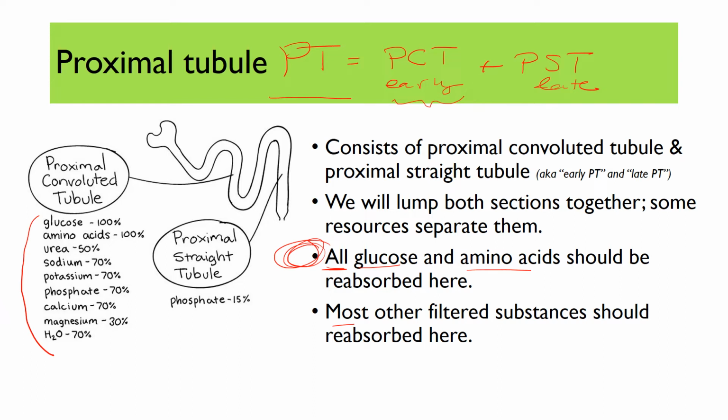So we generally say two-thirds of almost all the solutes, sodium, potassium, phosphate, calcium, are reabsorbed here. 100% of the glucose and amino acids are reabsorbed here. 50% of urea is reabsorbed here. We'll talk more about urea later on. And then magnesium is a little bit of a special character. Magnesium is more actively reabsorbed elsewhere, but some is reabsorbed here.